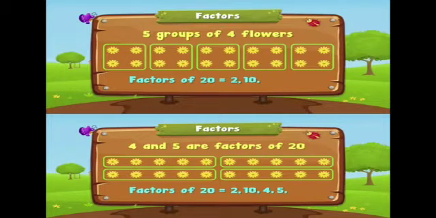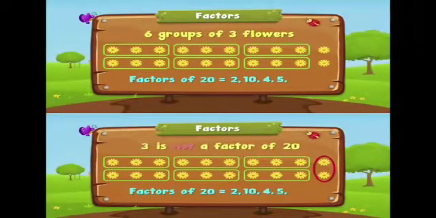Second one, look. In each group, 5 flowers. How many groups can we make? Yes, we can make 4 groups of 5 flowers. So here we can say 4 and 5 are the factors of 20. Then which are the factors of 20? 2 and 10 we already got, and here 4 and 5 also. So factors of 20 are 2, 10, 4 and 5.